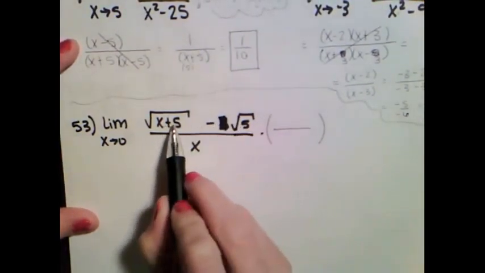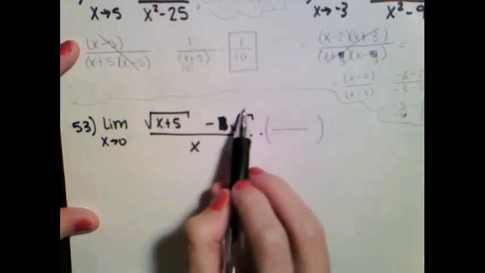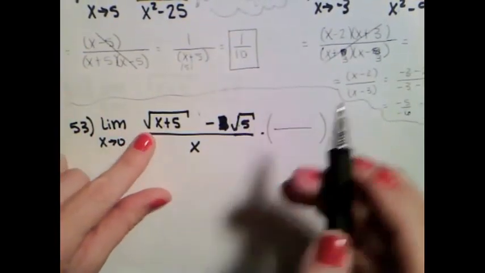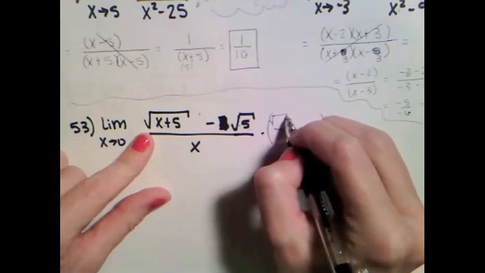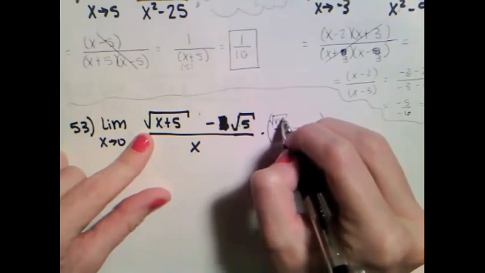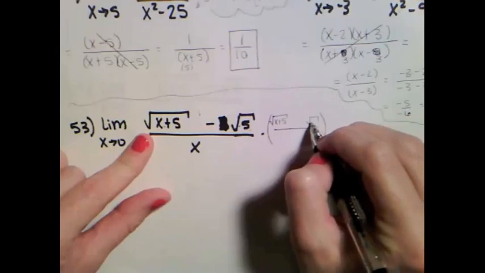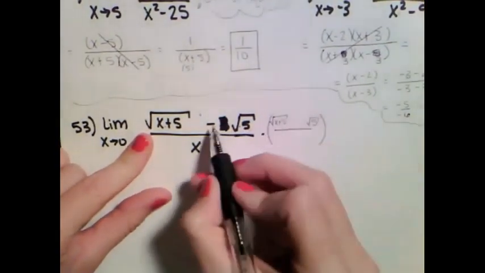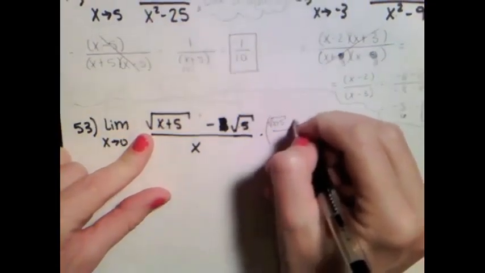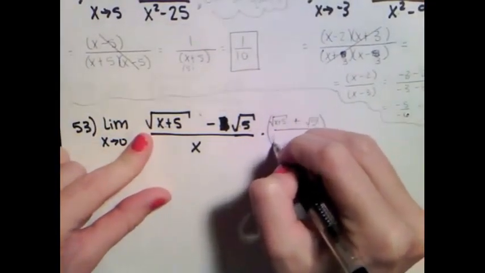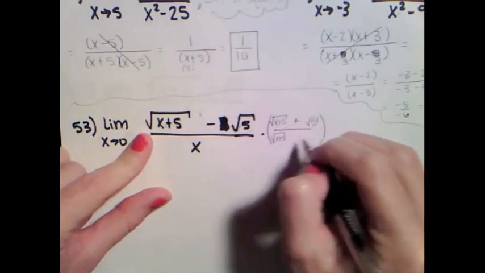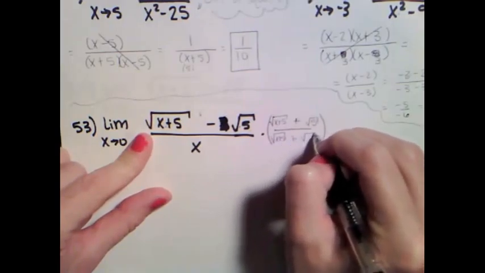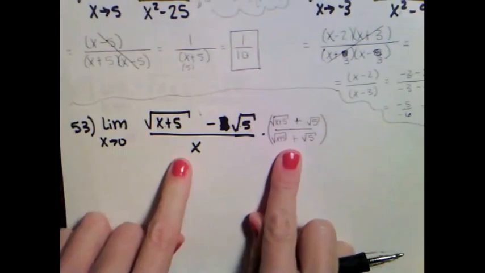And we're just going to treat this like two terms. This is a term and this is a term. So we're going to rewrite that as our first term, square root of x plus 5, and our second term is square root of 5. Now instead of subtraction, we're just going to change that to addition. Same thing on top and bottom.